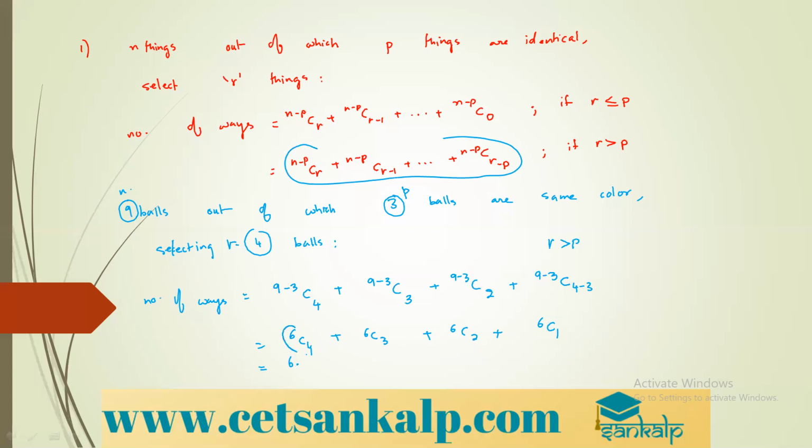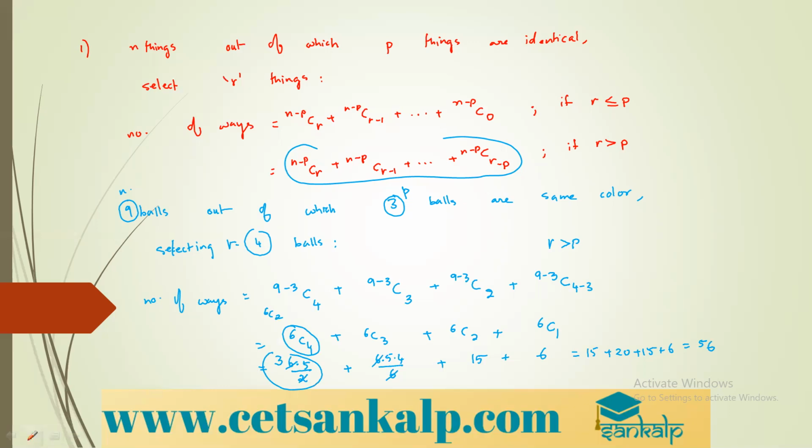Instead of taking 6C4, we can also go for 6C2. Start with 6, take 2 numbers by 2 factorial. So this will be 15. 6C3, start with 6, take 3 numbers by 3 factorial. So this will be 20. 6C2 is again what you got in the first term, 15. And we know 6C1 is 6. So when you add 15 plus 20 plus 15 plus 6, in total 56 ways this work can be done.